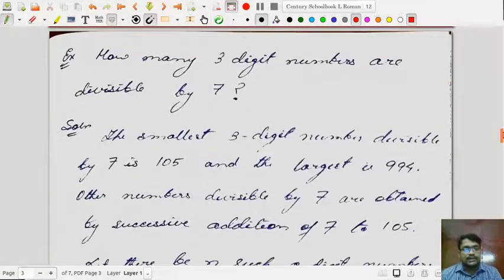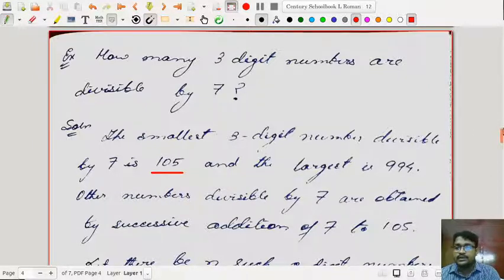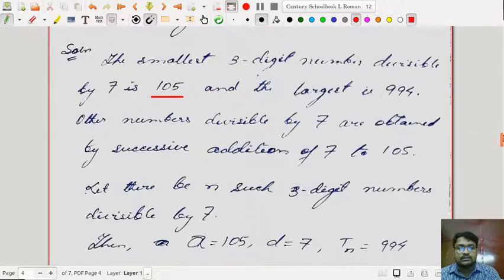Let us see another type of problem. How many 3-digit numbers are divisible by 7? You have to find out how many 3-digit numbers there are which are divisible by 7. The smallest 3-digit number divisible by 7 is what? 105, right? The smallest 3-digit number is 100. Starting from 100, 101, 102, 103, 105 is the smallest 3-digit number which is divisible by 7. And the largest 3-digit number which is divisible by 7 is 994.